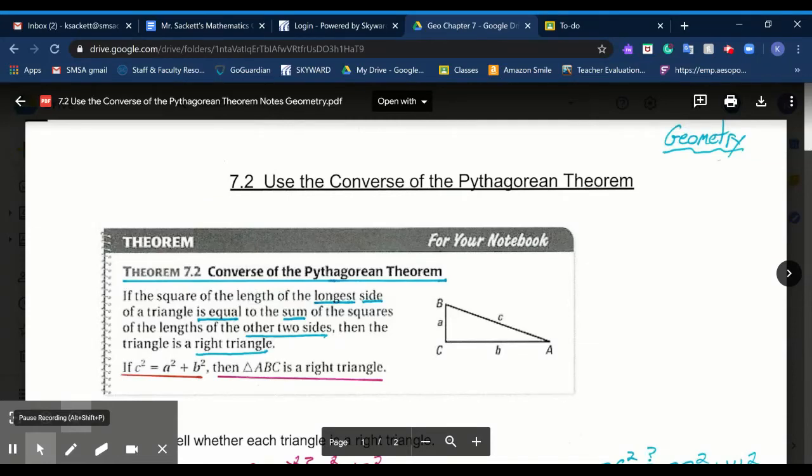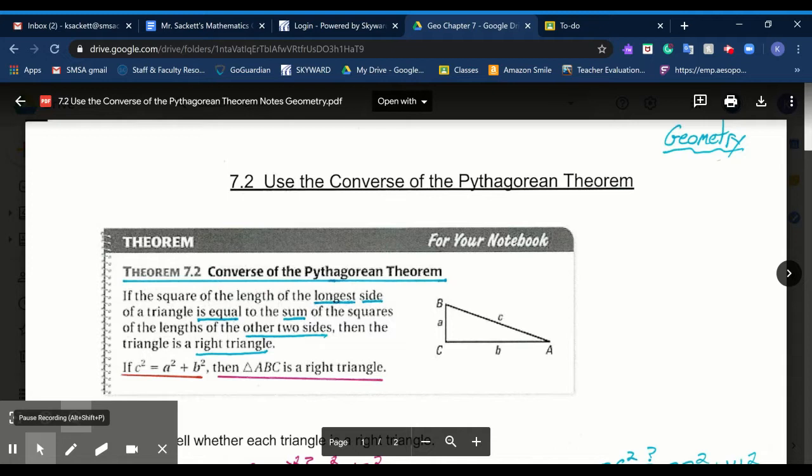Welcome to lesson 7.2, use the converse of the Pythagorean theorem. So in lesson 7.1, we looked at using the Pythagorean theorem related to right triangles, solving for missing sides, legs, or hypotenuse, as well as figuring out triangle area.